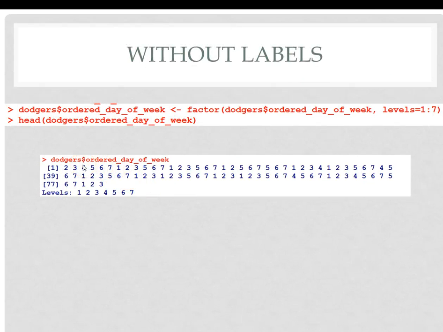And now we create a factor, we said that. We create a factor for ordered day of the week. If we print it out, we see what here? We see numbers, these are the days of the week, right? So this is a factor. The levels are 1 through 7, and we get these numbers. What levels 1 through 7 does is it says that Monday, the first day of the week, will be assigned 1, and Tuesday will be assigned 2, and so on.